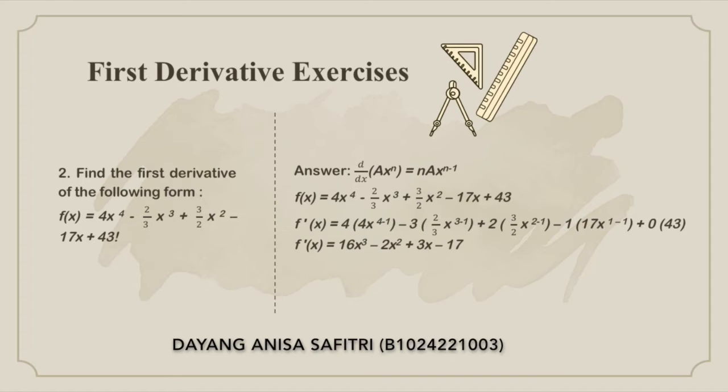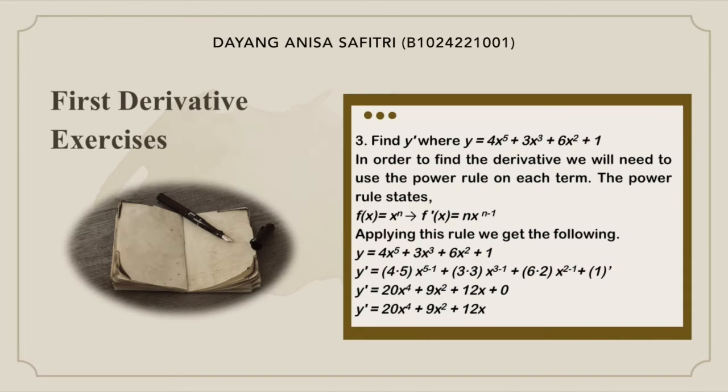So the first derivative of this form is f'(x) equals 16x^3 minus 2x^2 plus 3x minus 17. Question number 3. Find y' where y equals 4x^5 plus 3x^3 plus 6x^2 plus 1.